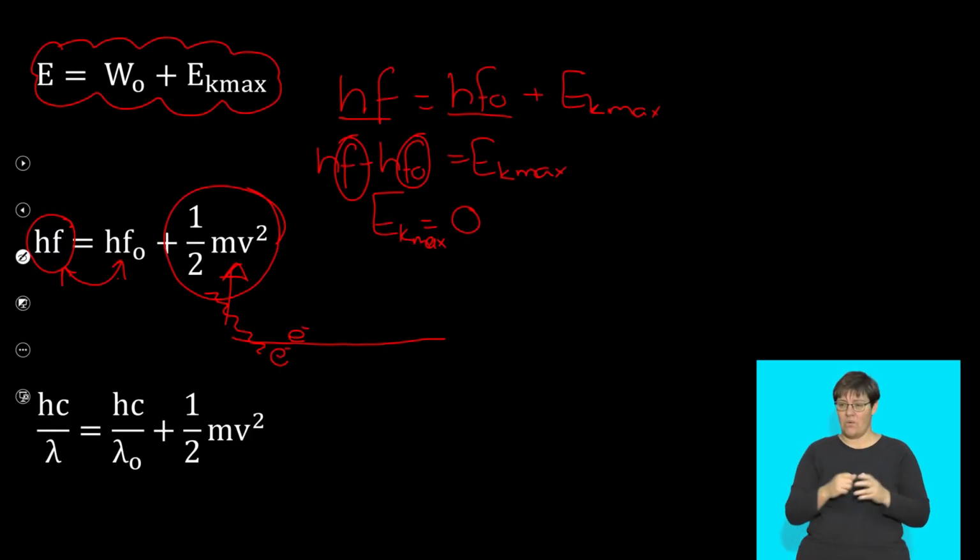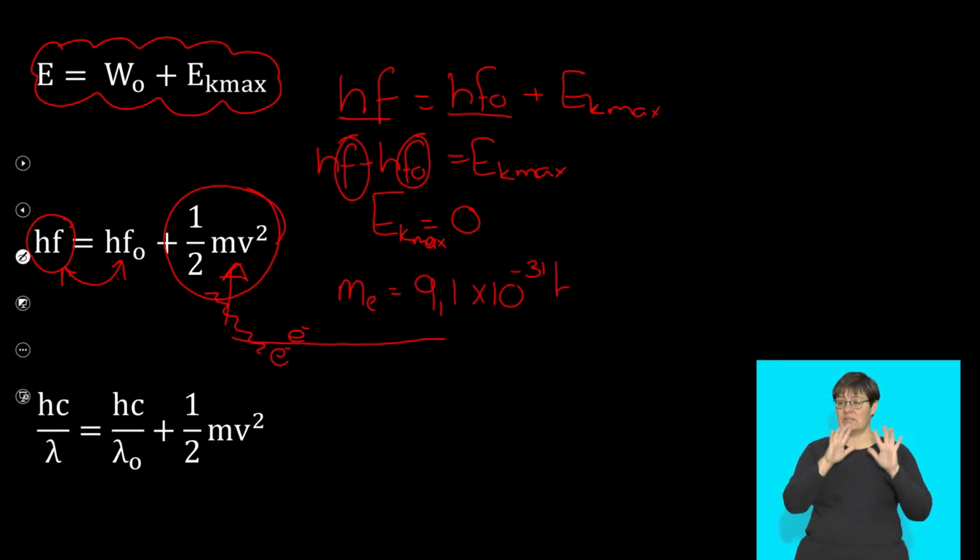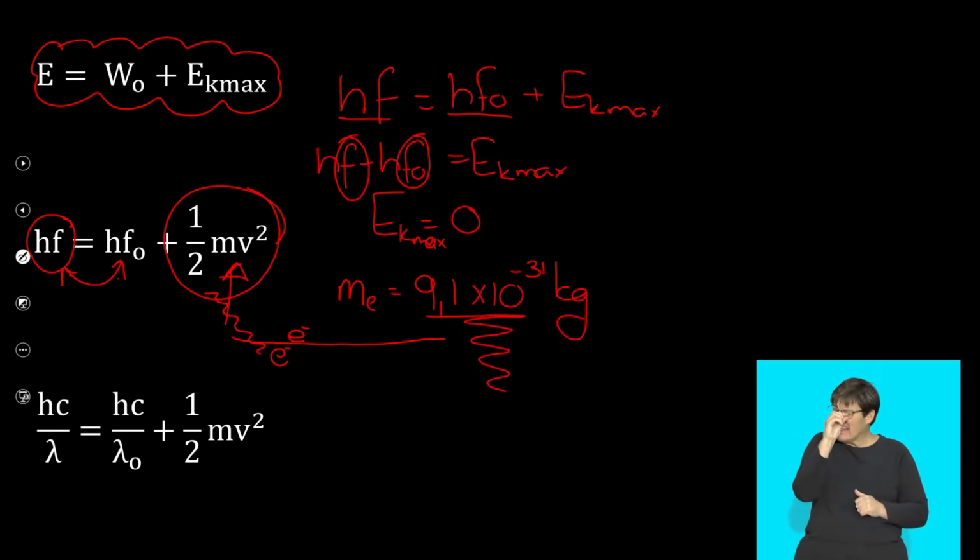So, just quickly, the mass of an electron is 9,1 times 10 to the minus 31 kilograms. Tiny. You don't need to know it because it's on your information sheet.